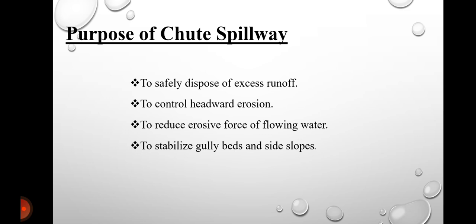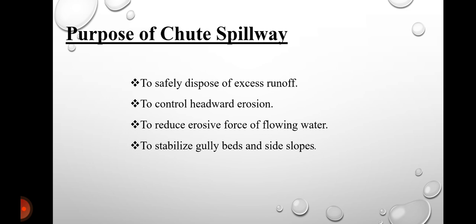into the downstream channel, to prevent the damage to the agricultural land and nearby structures, to stabilize the steep waterways and the gullies. It is to safely dispose of the excess runoff and to control the headward erosion. It may also reduce the erosive force of the flowing water, and it may help to stabilize the gully beds and the side slope. Once again, I repeat the purpose of the chute spillway.